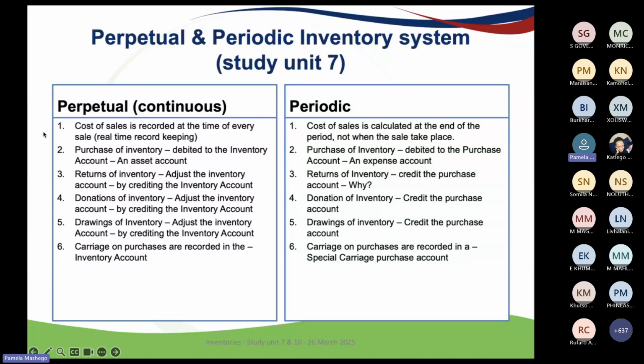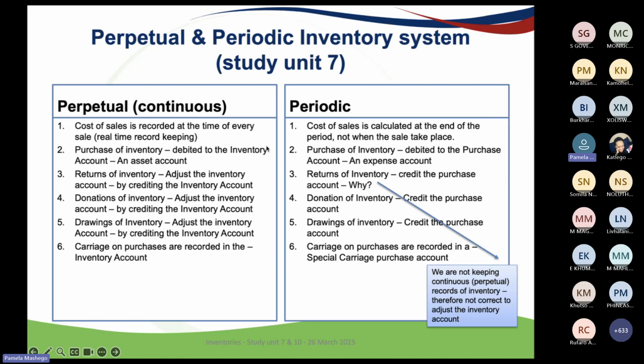So you can see by glancing through the slide, from point number 2, 3, 4. In number 2, when you purchase inventory, we debit the inventory account just like we did in our example. Whereas in the periodic system, you debit the purchase account. And why do we do that? Because you don't keep a continuous record of your inventory. So it wouldn't make sense to adjust the inventory account because what are you adjusting? How would you know if somebody buys an inventory, which item did they buy and at what price?